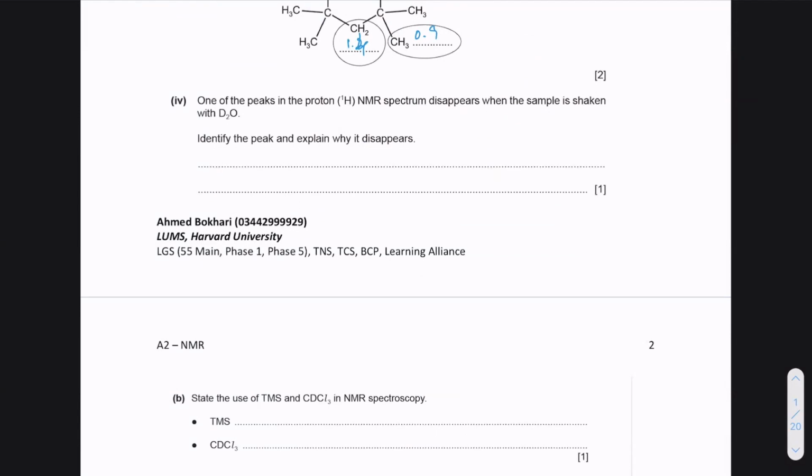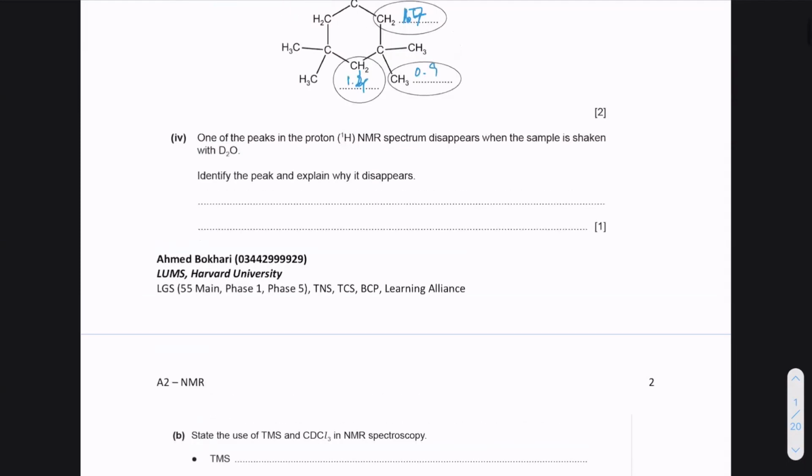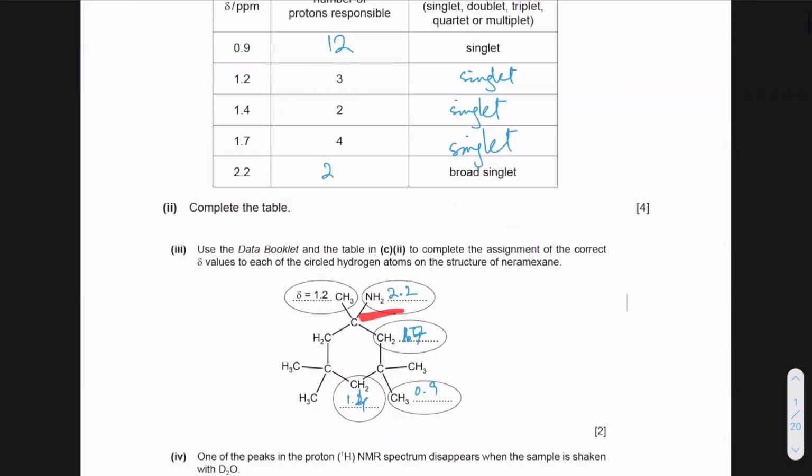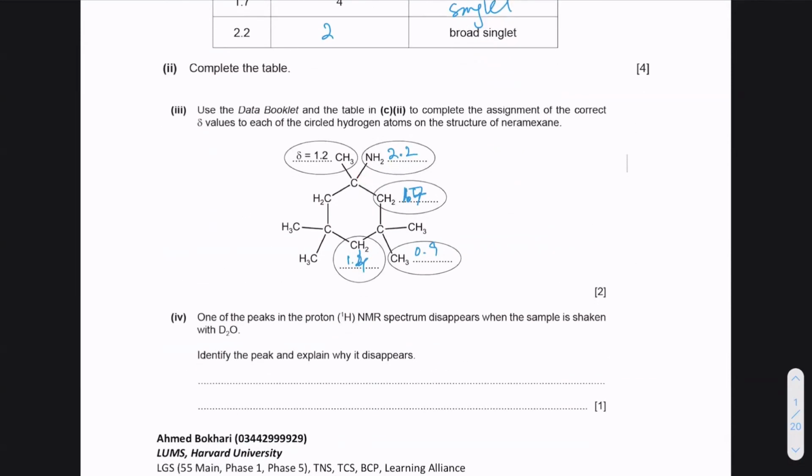One of the peaks in the protons disappears when the sample is shaken with D2O. मतलब वो hydrogen को replace कर रहा है and that usually happens in more polar bonds. So इसका मतलब है कि वो NH2 वाली जो है इसमें वो hydrogen displace हो जाएगा. So it's the one with NH2. कोई और NH वाली है? यही है. ठीक है. So that's the one that is why it disappears, because it gets exchanged with D2O.